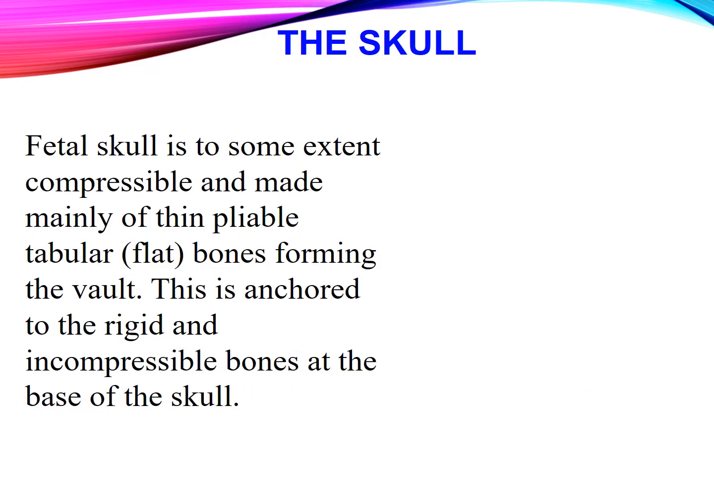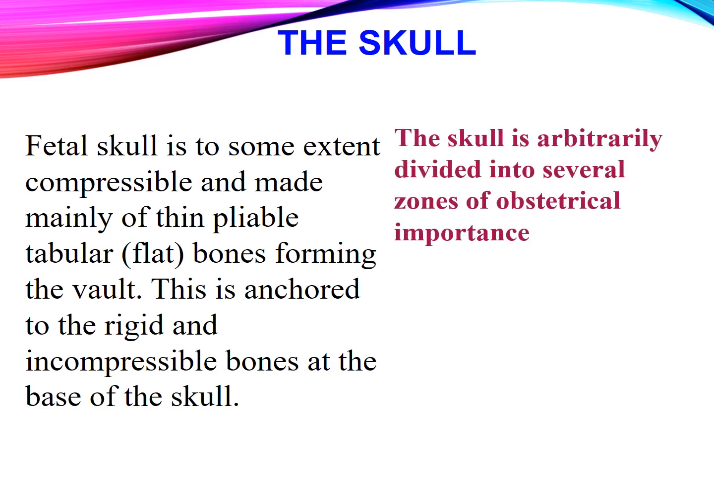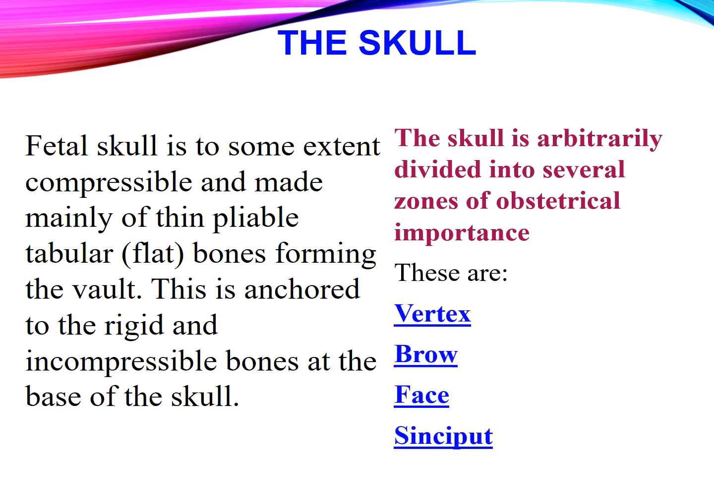The fetal skull is to some extent compressible and made mainly of thin pliable tabular bones forming the vault. This is anchored to the rigid and incompressible bones at the base of the skull. The skull is arbitrarily divided into several zones of obstetrical importance. These are the vertex, brow, face, and the sinciput. Let us see diagrammatically.